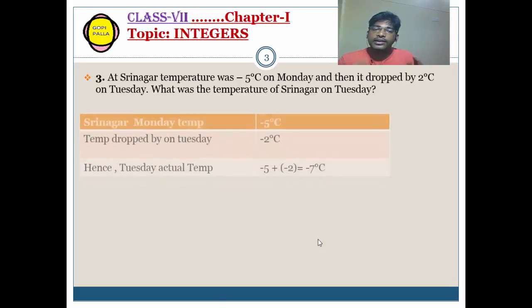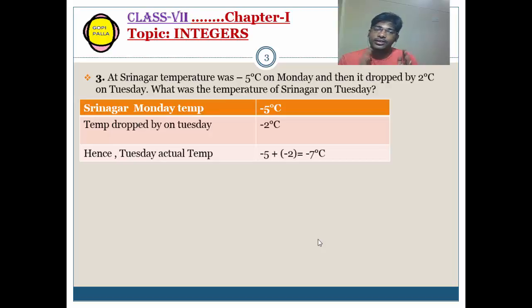The given data we are putting in tabular form for easy understanding. The Srinagar Monday temperature is -5 degrees, and the temperature has dropped on Tuesday by -2 degrees. Hence Tuesday's actual temperature is -5 degrees plus the dropped temperature of -2. The sum is -5 and -2, two same symbols, so we have to add these two, and the sign should be the same. So -7 degrees is Tuesday's actual temperature.